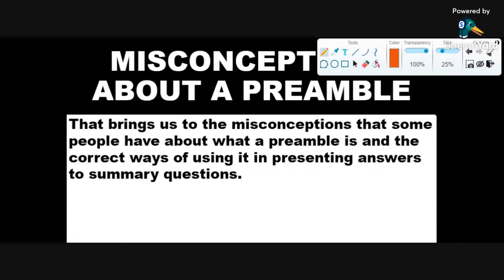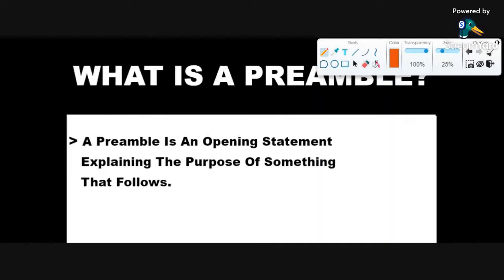Now, the basic question to ask at this juncture is, what exactly is a preamble? So let's look at it. Now, what is a preamble? A preamble is an opening statement explaining the purpose of something that follows. That is simply what a preamble is all about. A preamble is an opening statement explaining the purpose of something that follows.